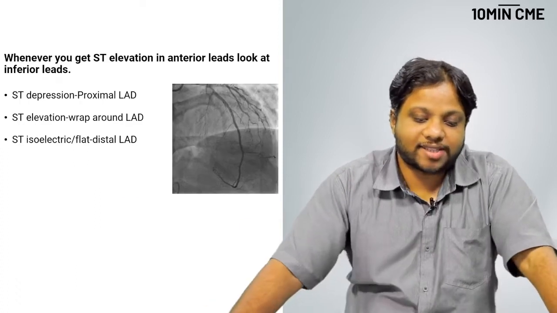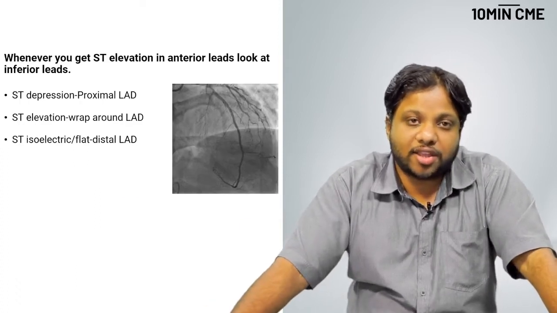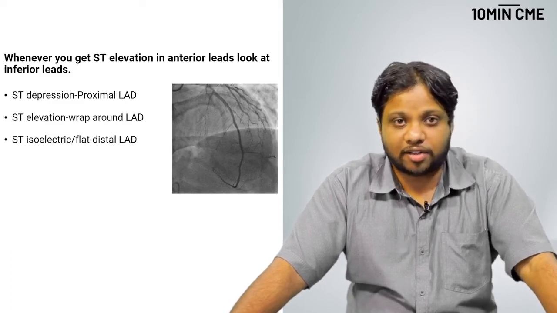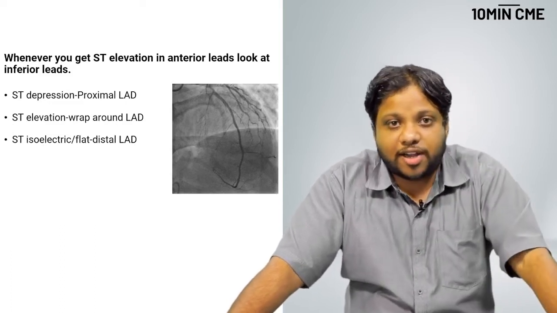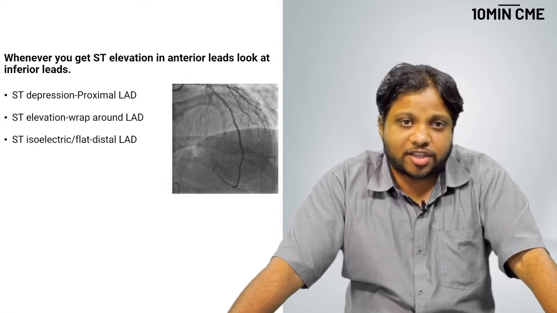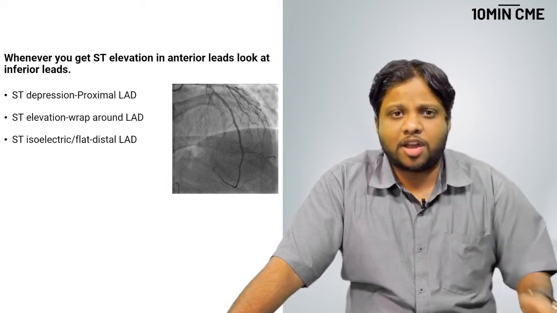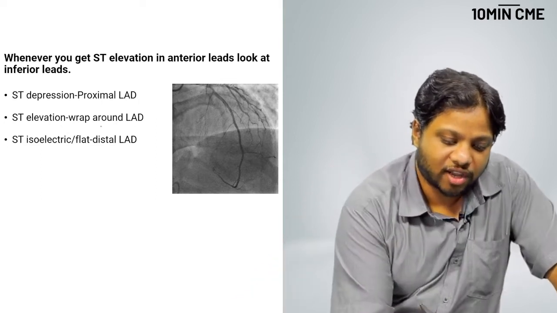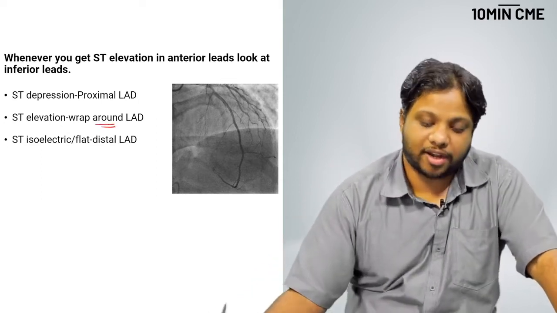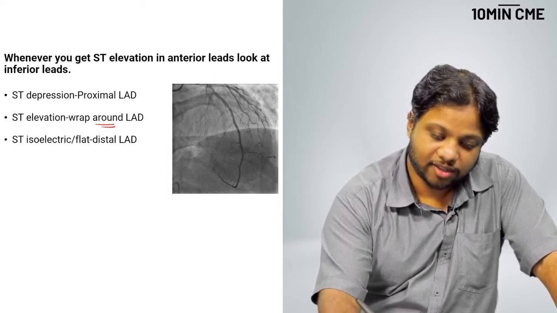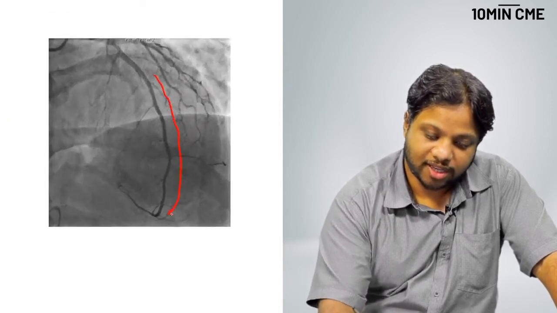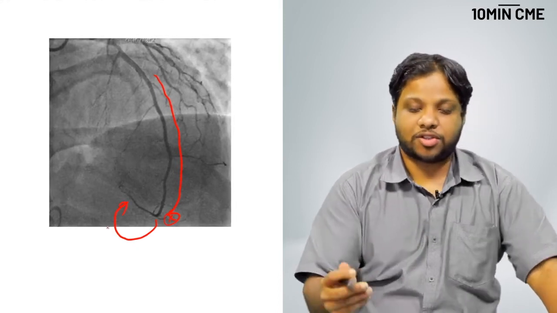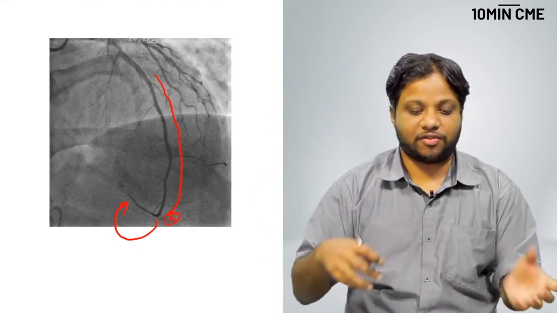So whenever you get ST elevation in the anterior leads, you look at the inferior leads. If you get ST depression, it signifies a proximal LAD. Now there are other markers for proximal LAD, like right bundle branch block and ST elevation in V1 by more than 5 millimeters, but this is a topic for another video. If you see ST elevation in the inferior leads, you think of a wraparound LAD. Now this is what you call a wraparound LAD. This is the LAD coming here, reaching the apex, which is here, winding around the apex and supplying the inferior wall. So again you have ST elevation in the anterior as well as the inferior walls.